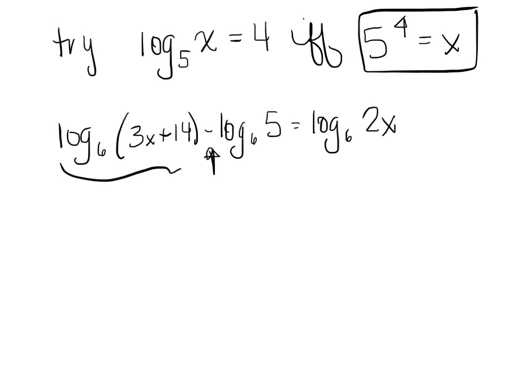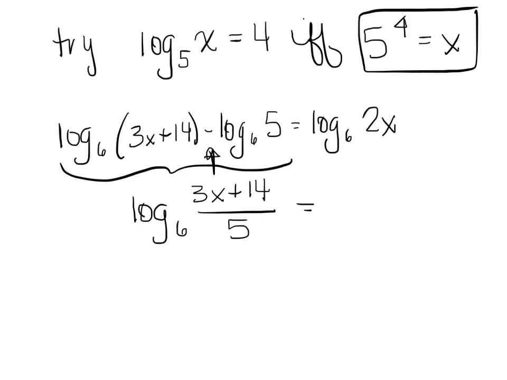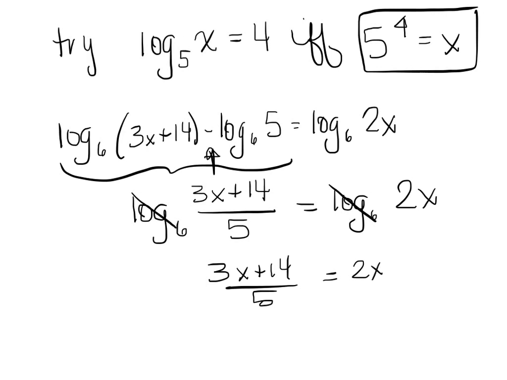On properties of logarithms, we can condense those 2 using that quotient property. So these 2 on the left will condense to log base 6. Because it's a minus sign, I'm going to divide the first argument over the second argument. Now I've got the log on the left, log on the right with the bases agreeing. So it's a one-to-one property. 3x plus 14 over 5 is 2x, and I can simply solve for x here. 3x plus 14 is 10x. And let's see, 14 is 7x, therefore x equals 2. And we got it.